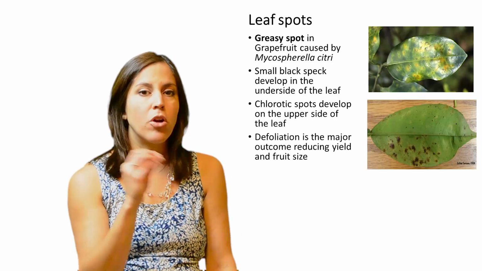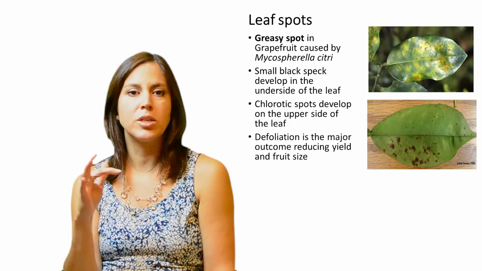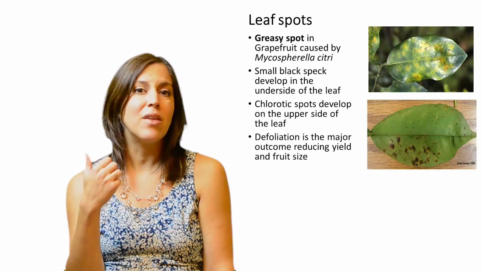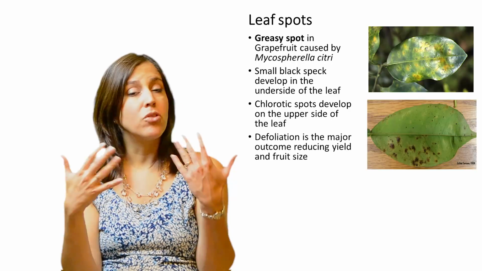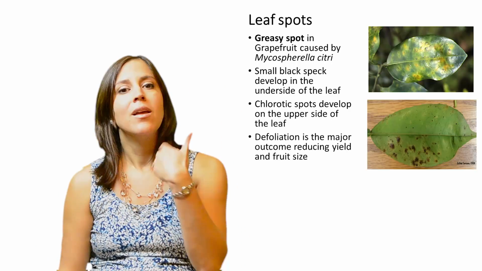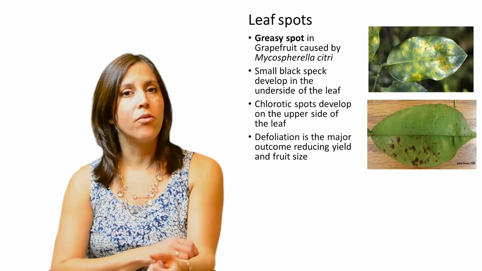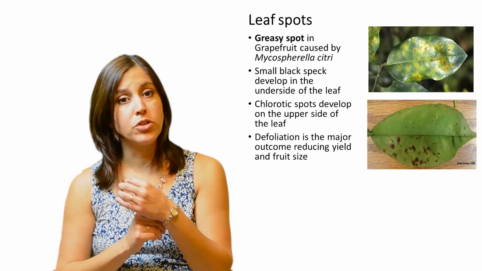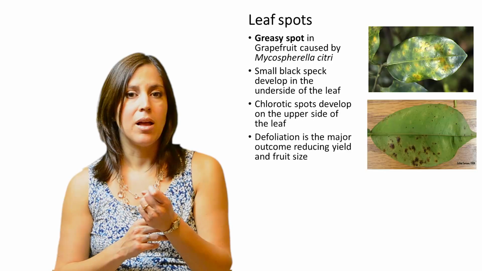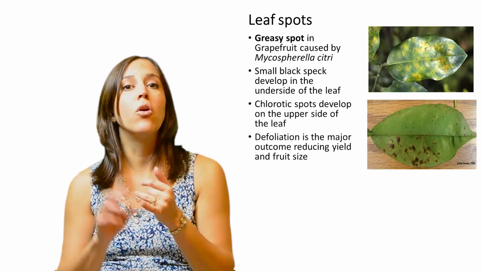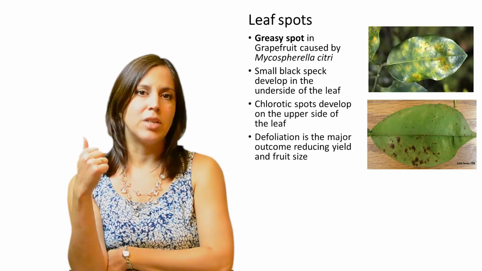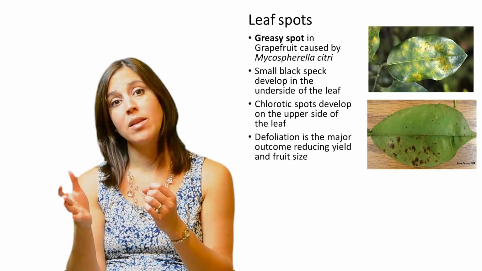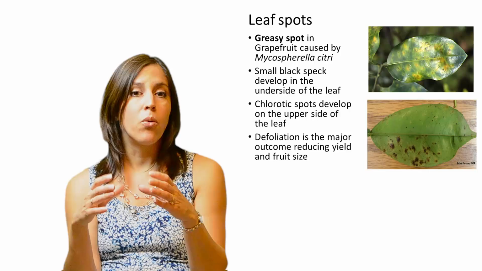These chlorotic spots that develop on the upper side of the leaf, and the black spots on the bottom, are at the end going to defoliate the tree. So a lot of those leaves are going to fall to the ground, and again the photosynthetic area of the tree is going to be compromised. This really affects the production of citrus, mainly grapefruit. So it reduces yield, and it also reduces fruit size. In the case of Texas, a lot of the grapefruit production is for the fresh market, so the size of the fruit is really important.